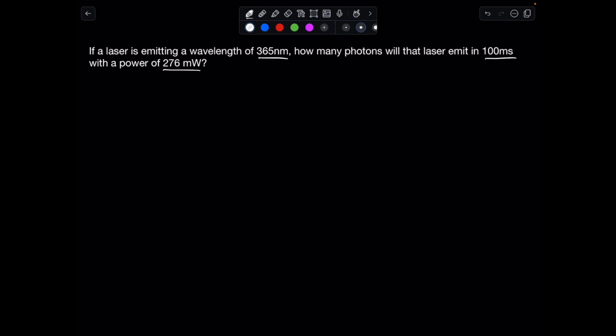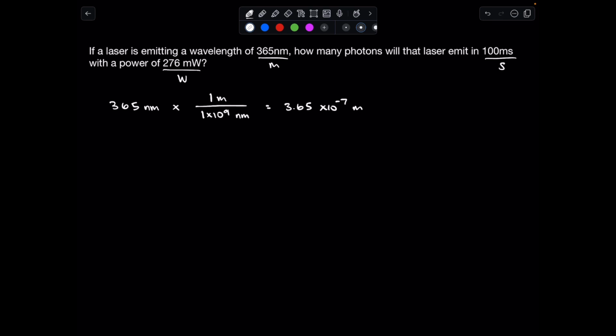So the first thing we want to do is get those into their base units. So we want to get this into meters, we want to get this into seconds, and then this into watts. It will make the math much easier later on. So let's first start with those nanometers. We have 365 nanometers. We're going to multiply that by, for every 1 meter, we have 1 times 10 to the 9 nanometers. That's going to give us our 3.65 times 10 to the minus 7 meters.